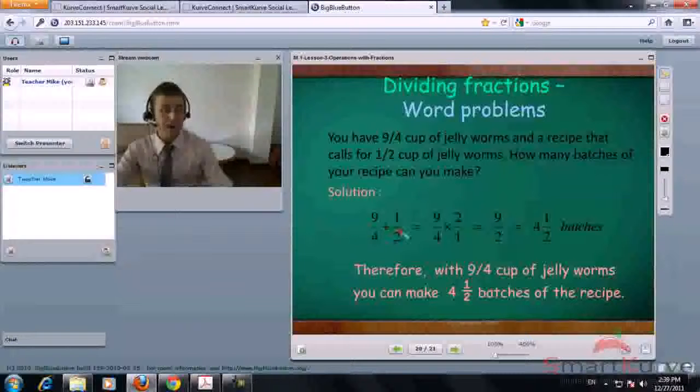9/4 divided by 1/2. You want to find its reciprocal. 9/4 times the reciprocal of 1/2, 2/1. Remember that the 2 becomes a 1, and this 4 becomes a 2. 9 times 1 is 9. 2 times 1 is 2. You can make 4.5 batches. With 9/4 cup of jelly worms, you can make 4.5 batches of the recipe.